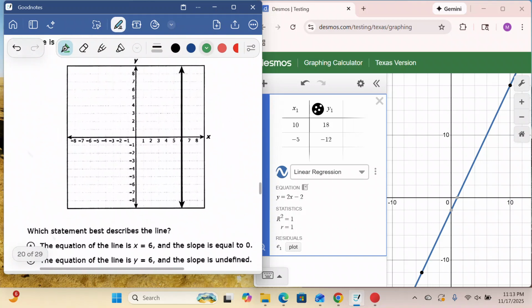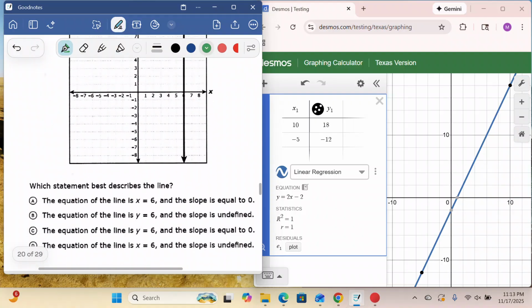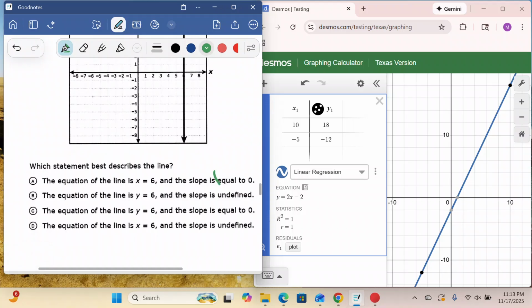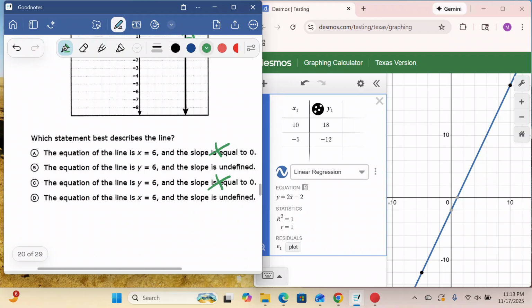Again, this one is an undefined slope. Remember that if it goes straight up, straight down, it's an undefined slope. That eliminates A, that eliminates C. So that is an undefined slope, and all I do is, what does it pass through? It passes through the x. So again, the undefined slope, it is going to be x equals 6, which is D.